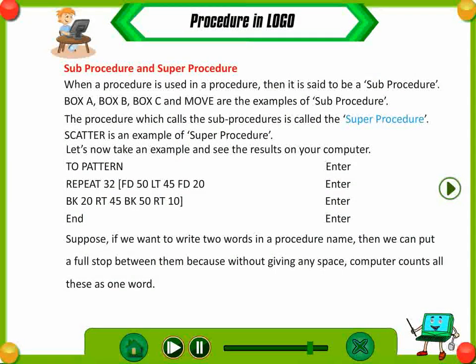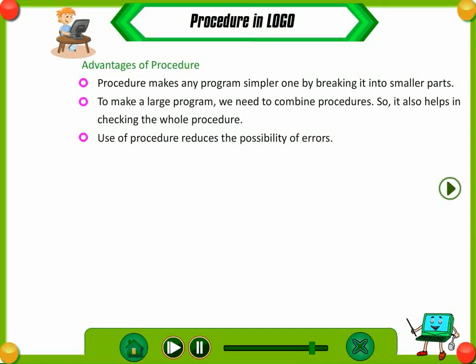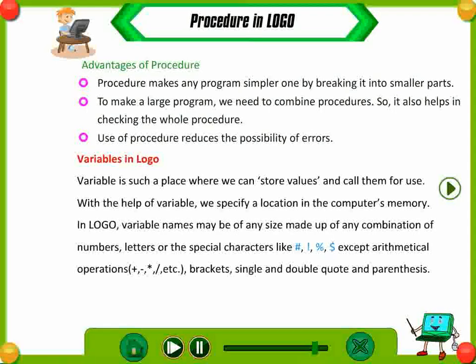Suppose we want to write two words in a procedure name, then we can put a full stop between them, because without giving any space, the computer counts them as one word. Advantages of procedures. A procedure makes any program simpler by breaking it into smaller parts. To make a large program, we need to combine procedures, so it also helps in checking the whole program. Use of procedures reduces the possibility of errors.